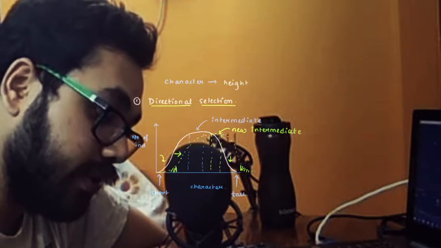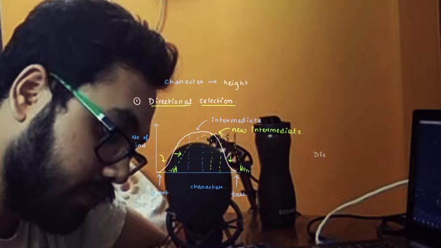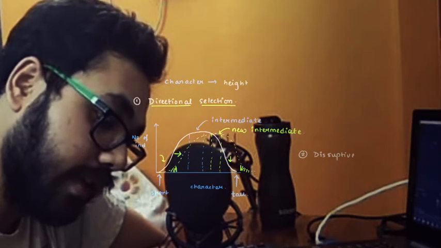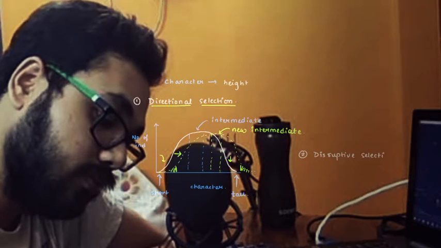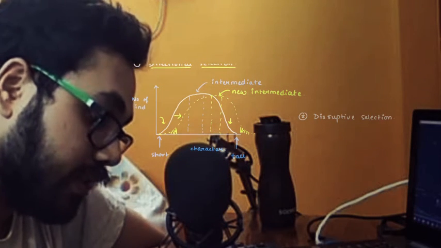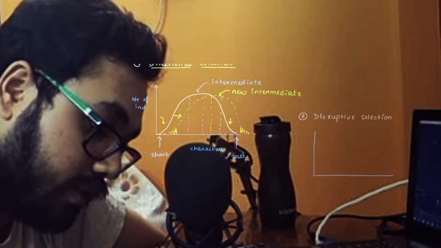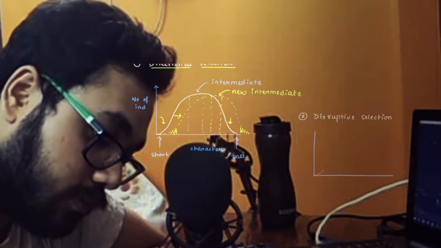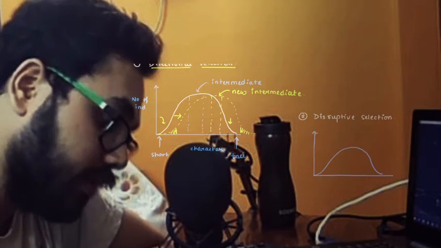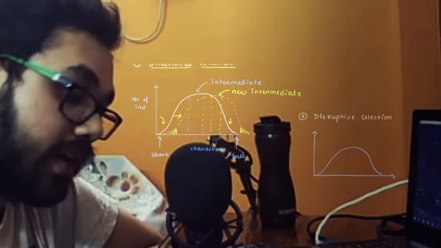The next one is called disruptive selection. So this is number 2, disruptive selection. So in disruptive selection, what happens? Let's draw the same graph and put the normal distribution of the population. I'm not mentioning the x and y axis because they're going to be the same, and I'm considering the character to be height as well.